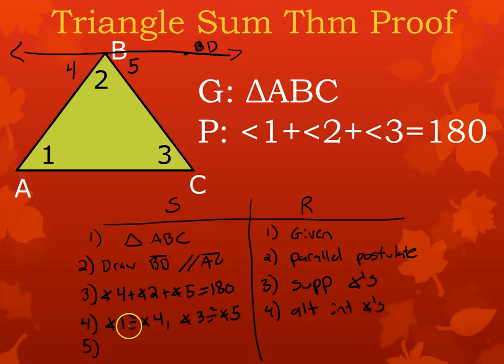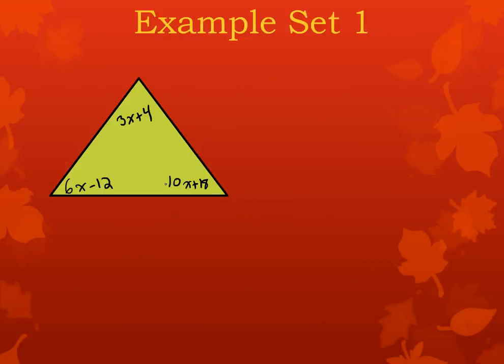Well, if angles are equal, I can replace them with what they're equal to. So I can replace angle 4 in this expression with angle 1. I can replace angle 5 in this expression with angle 3. And now we have, based off substitution, exactly what I want to prove: all three angles of a triangle adding up to 180 degrees. So there's our formal proof for that. So let's use it now.